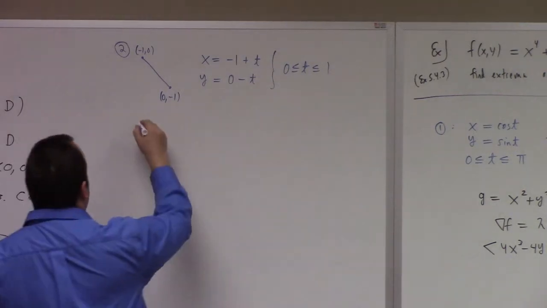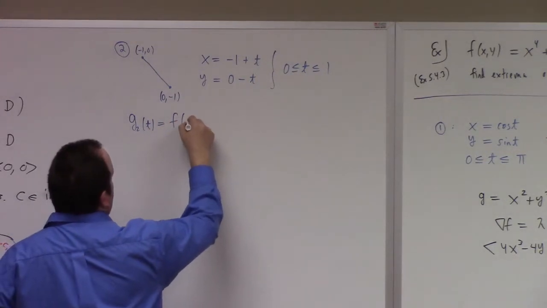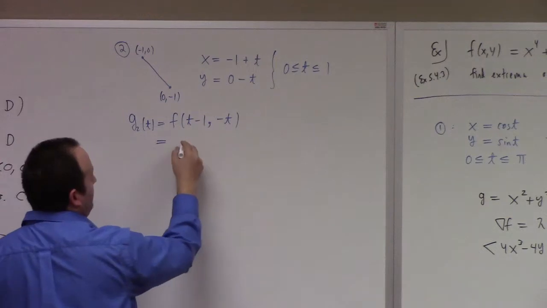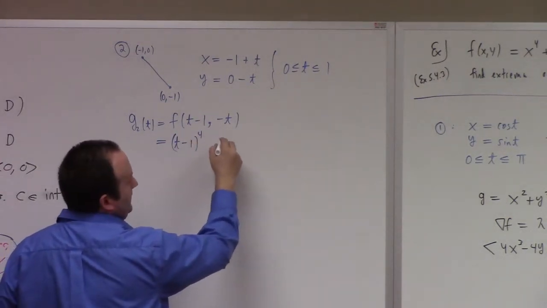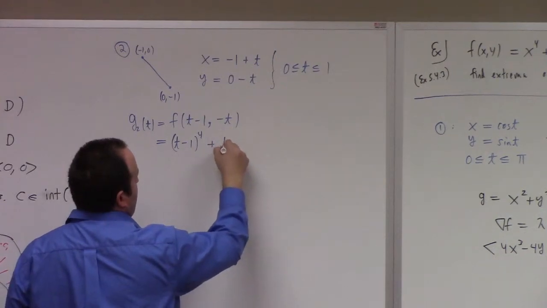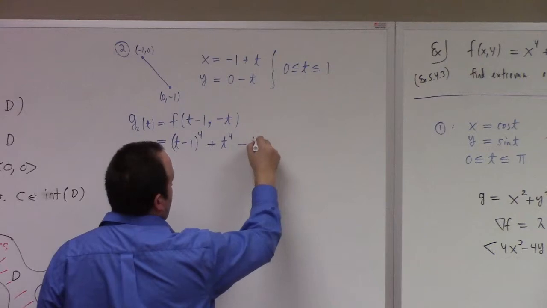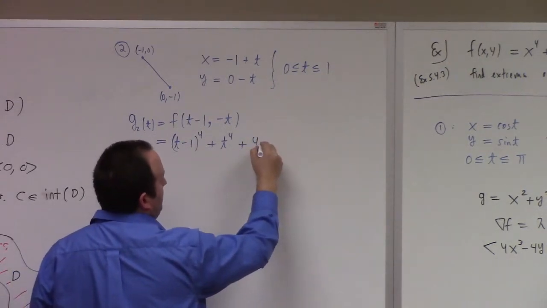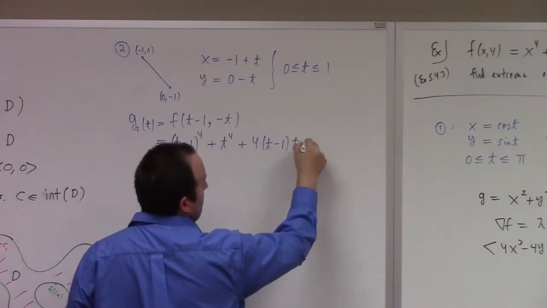And so let's let g2 of t equal f of t minus 1, comma, minus t, which is what? t minus 1 to the 4th plus t minus t to the 4th, which is just t to the 4th, minus 4, but minus minus is going to be plus, so I get 4 times t minus 1 times t plus 1.